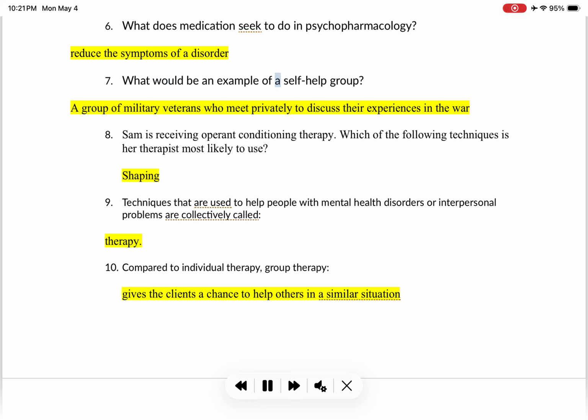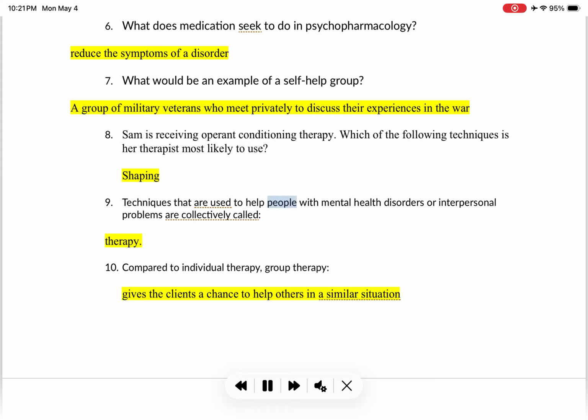What would be an example of a self-help group? A group of military veterans who meet privately to discuss their experiences in the war. Sam is receiving operant conditioning therapy. Which of the following techniques is her therapist most likely to use? Shaping.